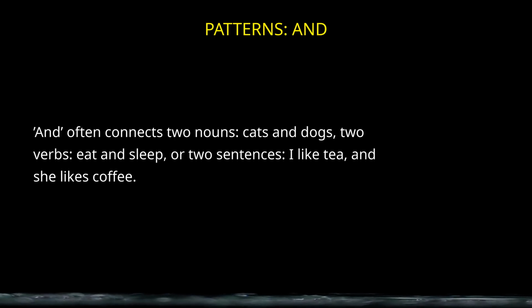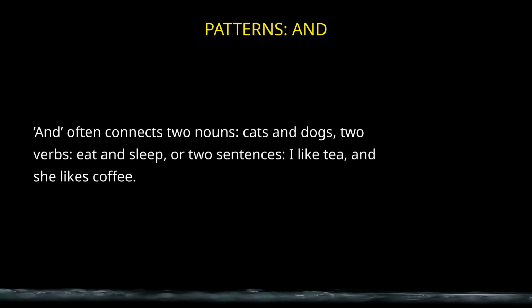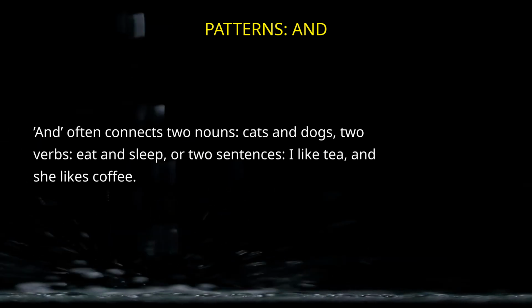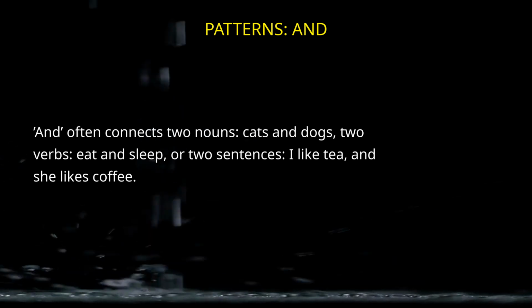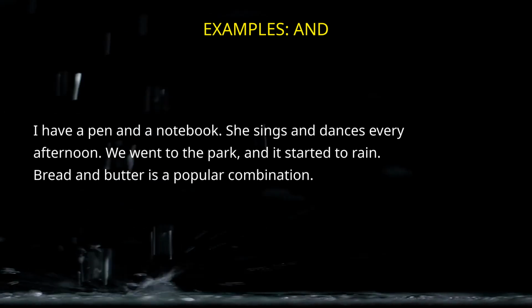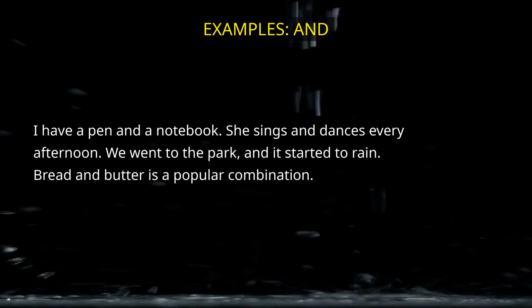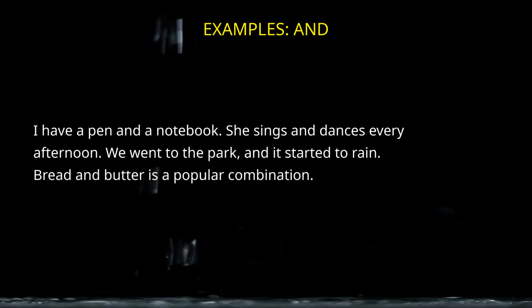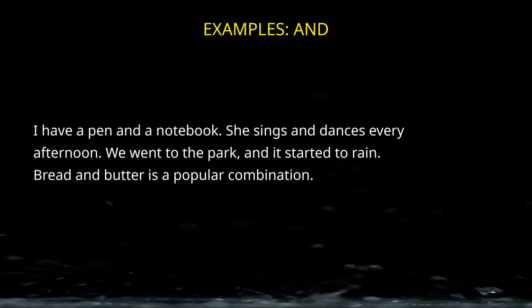"And" often connects two nouns, cats and dogs, two verbs, eat and sleep, or two sentences, I like tea, and she likes coffee. I have a pen and a notebook. She sings and dances every afternoon. We went to the park, and it started to rain. Bread and butter is a popular combination.